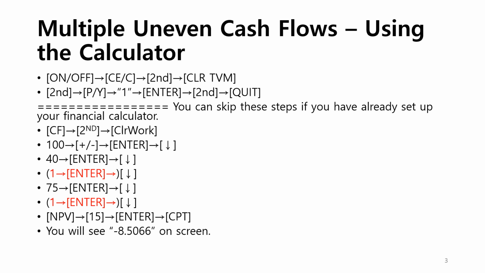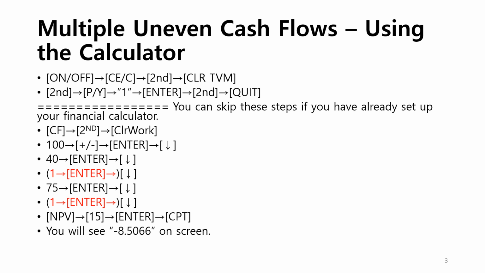Then what you will find on the screen is CF2 is equal to blank. From the problem, this is 75, right? So type in 75 and press enter. And then press the down arrow key, and F02 is equal to blank will appear on the screen. This $75 appeared just once, right? So type in 1, press enter, and press the down arrow key. Now you have finished inputting all necessary cash flow information.